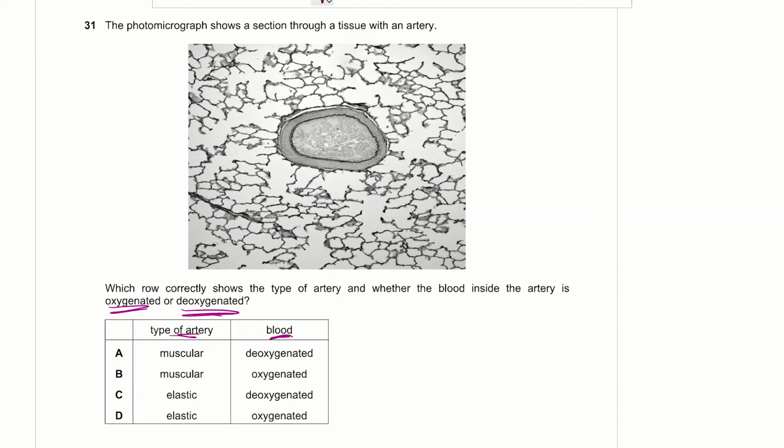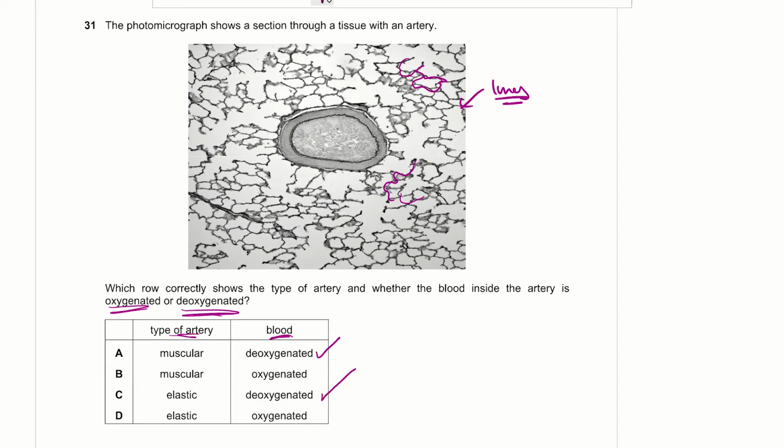Now, first of all, you must identify that we're now in an alveolus. This is a photomicrograph of an alveoli. Therefore, here we are in the lung. So, know that the pulmonary artery is actually deoxygenated. Now, let's see the type of artery.